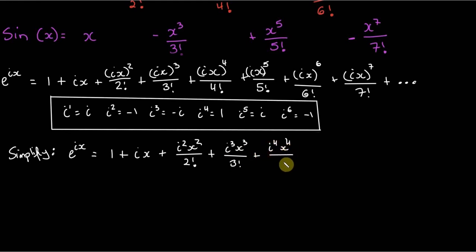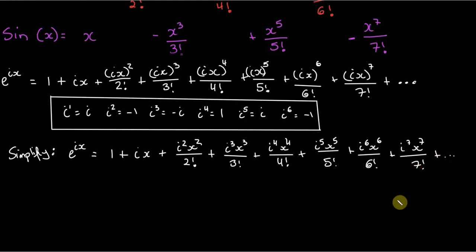Why I'm doing it this way will hopefully be clear in a moment, just so one can see exactly what is going on. And I'll go all the way, just 2 more terms, to i to the power of 7 times x to the power of 7 over 7 factorial, and of course that just goes on and on and on, infinitely many terms.